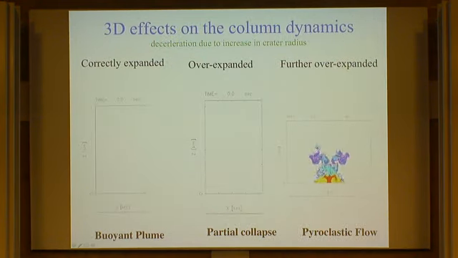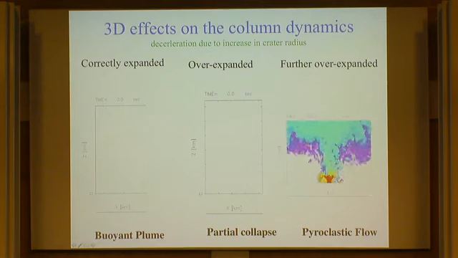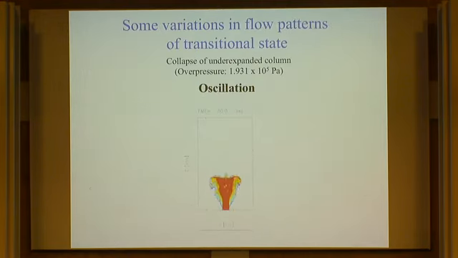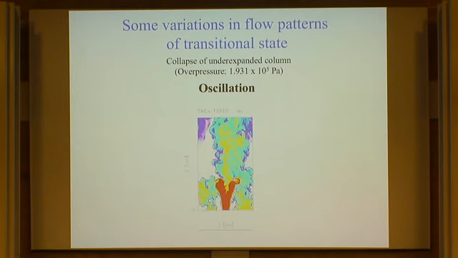And then if further overexpanded, then the fountain itself collapses and becomes a particle flow, fast and mixing with air, and becomes a buoyant flow, generating a buoyant ash current. And the transitional state depends on the condition, and it sometimes shows a very interesting oscillation like this. So we may be able to explain some of the variation in geological field observation.